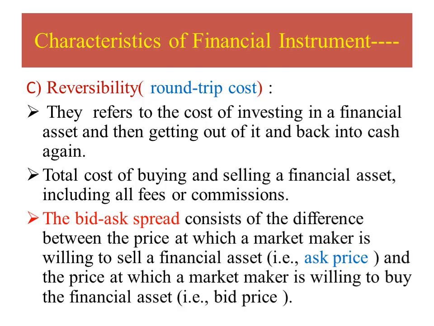The other characteristic of the financial instrument is the bid-ask spread. It consists of the difference between the price at which a market maker is willing to sell a financial asset, that means the ask price for a seller, and the price at which a market maker is willing to buy a financial asset, that is the bid price. The difference is known as the bid-ask spread, or the spread.